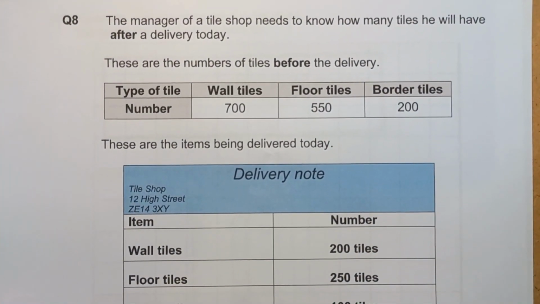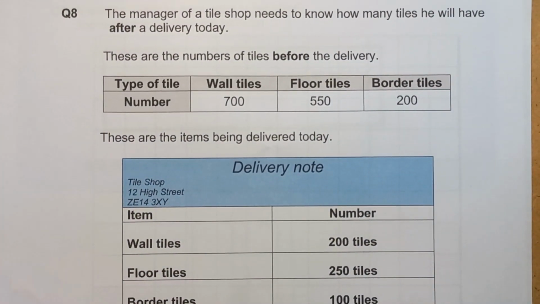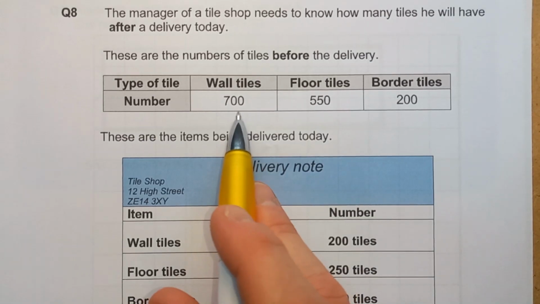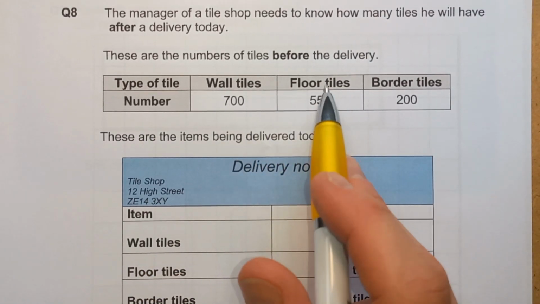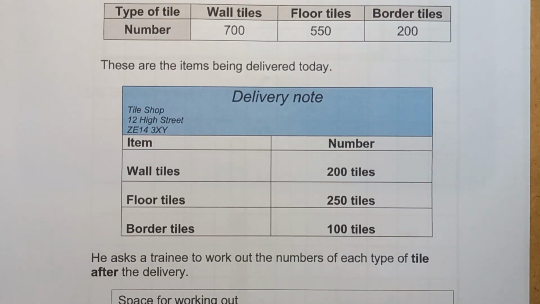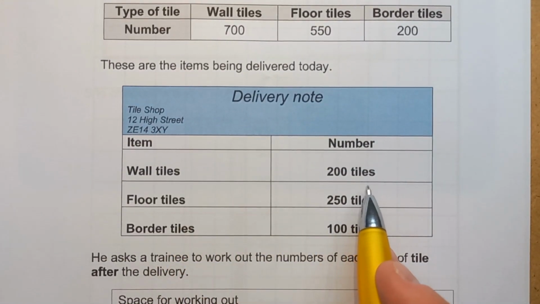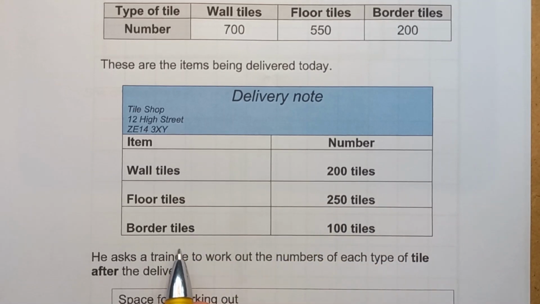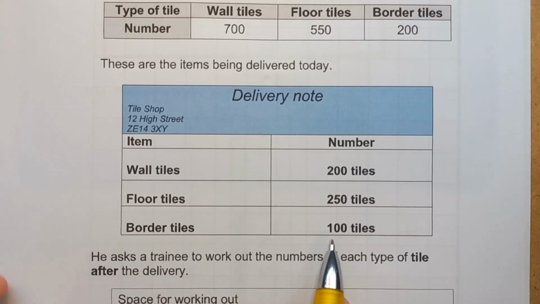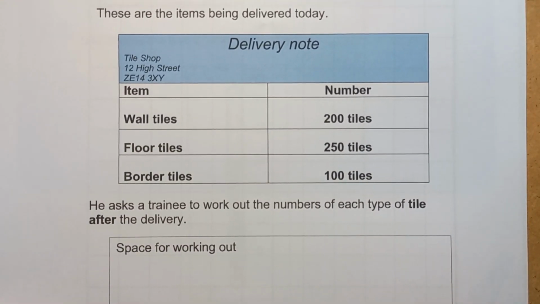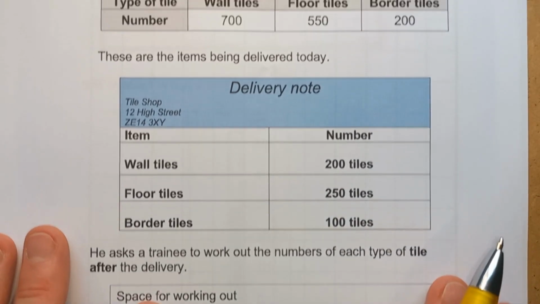Okay, question 8. The manager of a tile shop needs to know how many tiles he will have after a delivery today. These are the number of tiles before the delivery: 700 wall tiles, 550 floor tiles, and 200 border tiles. These are the items being delivered today. So wall tiles 200, floor tiles 250, border tiles 100. He asks the trainee to work out the numbers of each type of tile after the delivery.